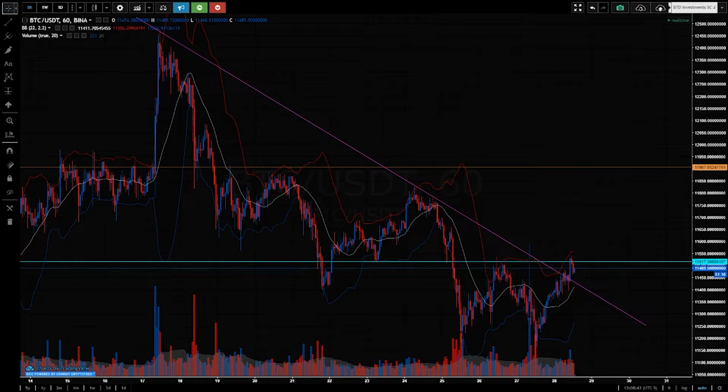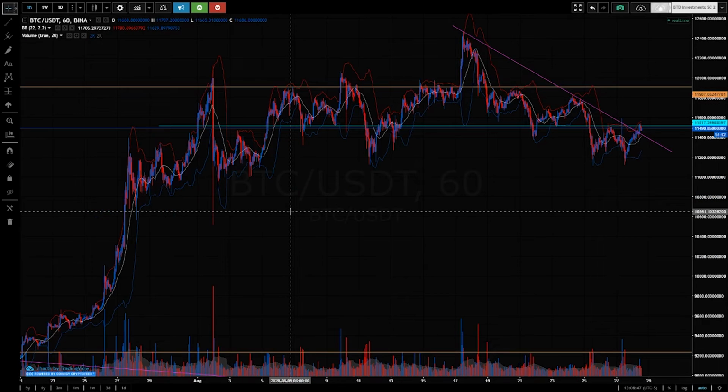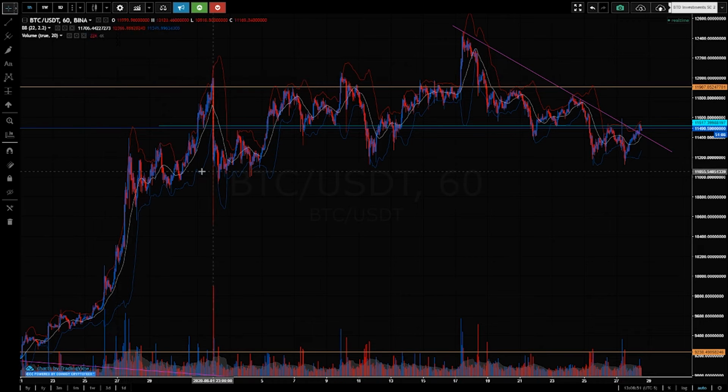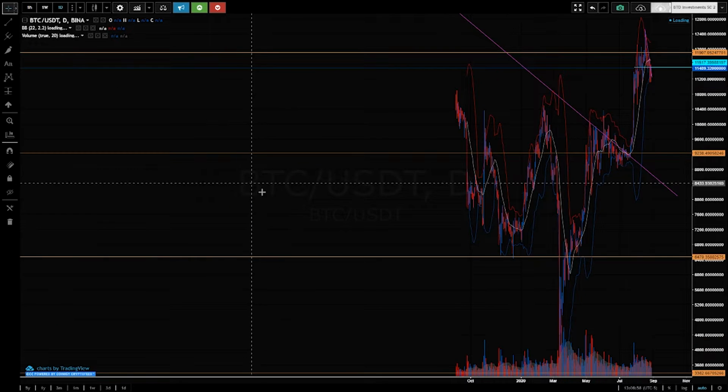I just wanted to do a quick update on Bitcoin. I'm just having a look at the Bitcoin. This is to the USDT, so it's the US dollar price, obviously. Let's start with the daily.